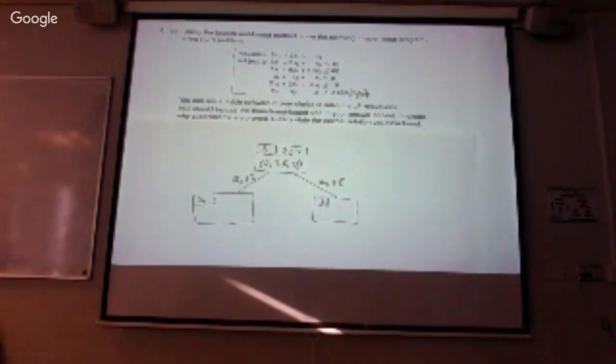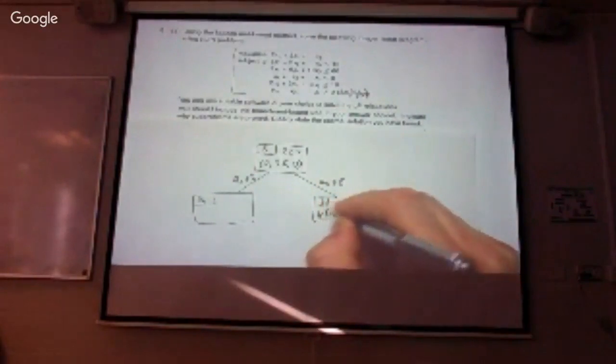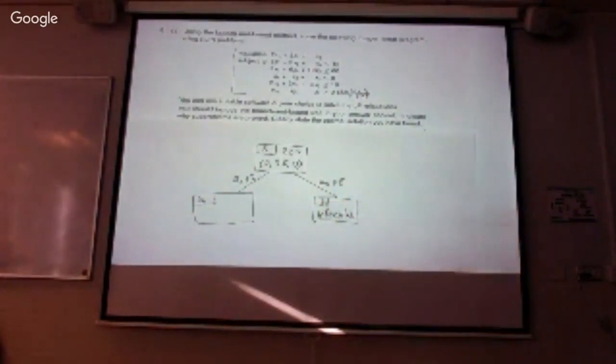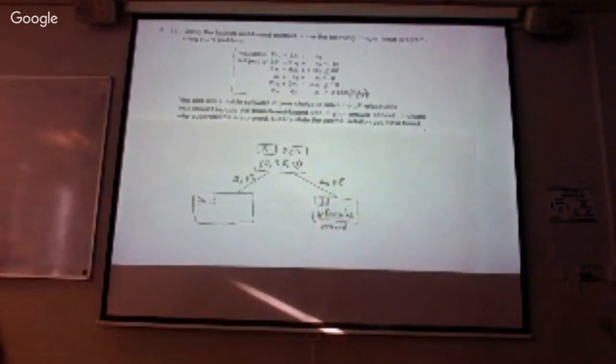So which one do you want to solve first? This one? S2? Why? Have you done it already? Okay. So this one is infeasible. That's fine. So next we have to solve S1.